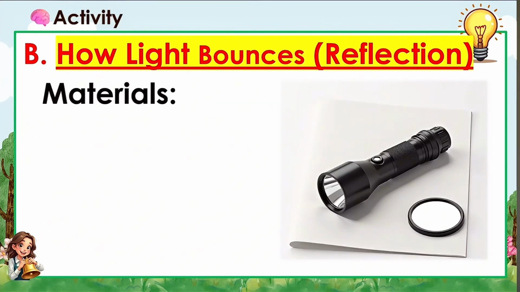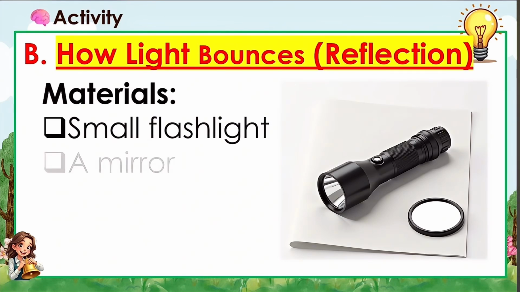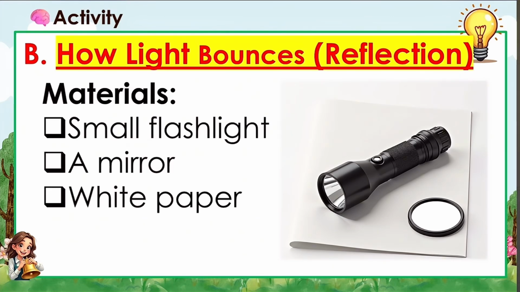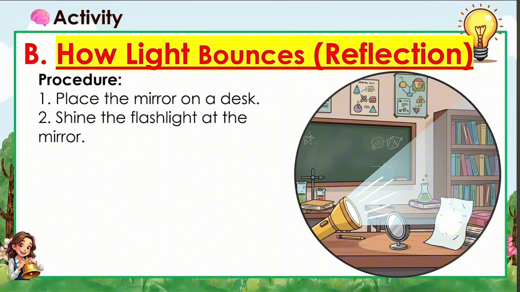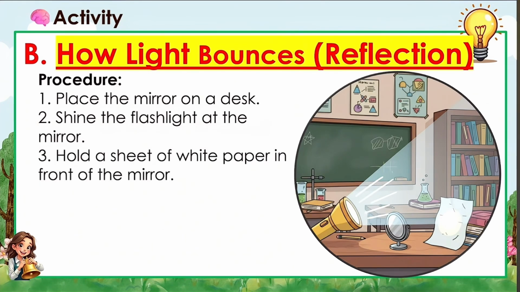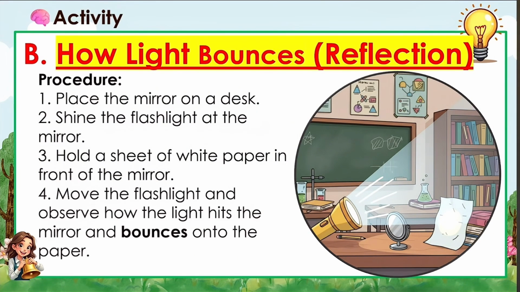So for our activity to demonstrate how light bounces, we have a small flashlight, a mirror, and a white paper. For our activity, the procedure is: 1. Place the mirror on a desk. 2. Shine the flashlight at the mirror. 3. Hold a sheet of white paper in front of the mirror. 4. Move the flashlight and observe how the light hits the mirror and bounces onto the paper. Now, perform the activity.